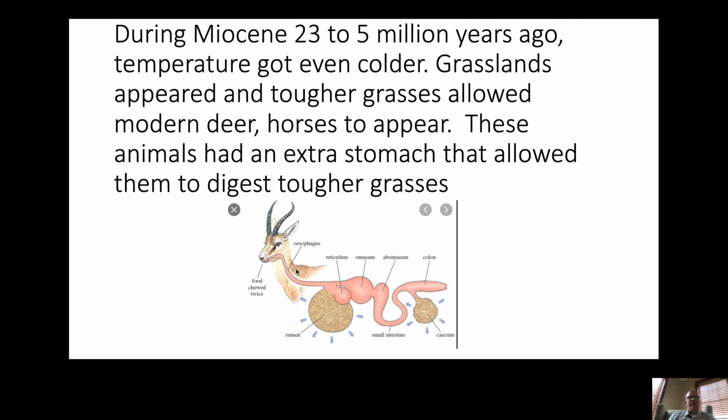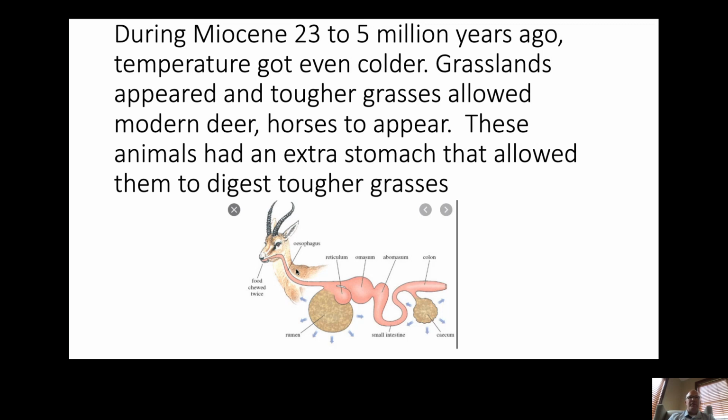The rumen will pre-digest these grasses, and then they'll regurgitate the grasses. Animals like gazelles and horses and sheep and goats and deer will re-chew the food that was in this rumen, and then they'll swallow it again, which breaks it down.